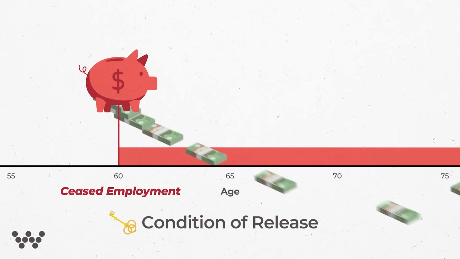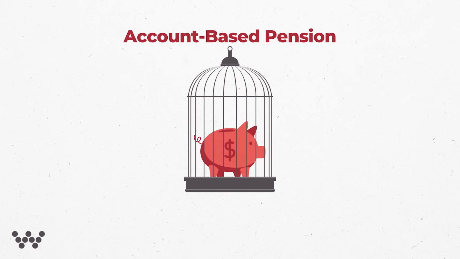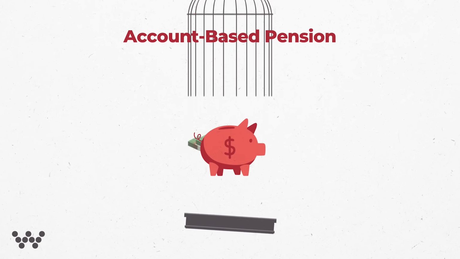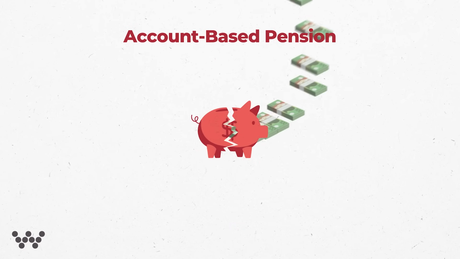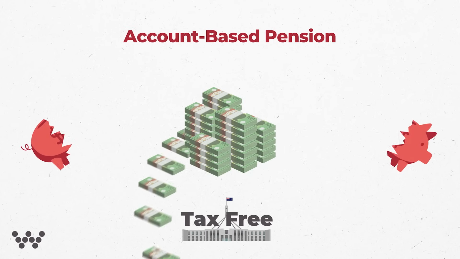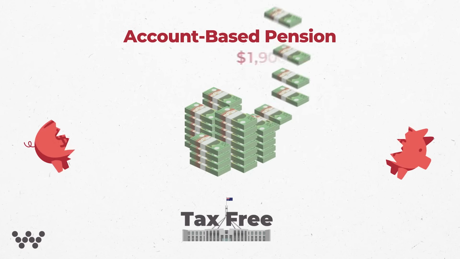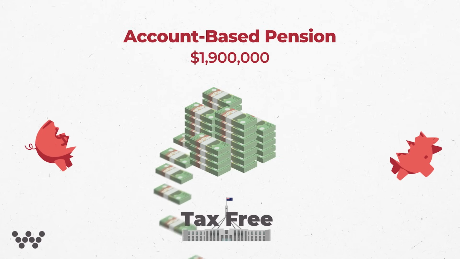Now, before we move on to how to do it and the drawbacks of it, we want to talk about the benefits. And there's one big massive benefit of this, and that is that once you start drawing a pension from your superannuation balance, that entire balance becomes exempt from tax up to a cap, as we've talked about in previous videos, of 1.9 million as of 2025.